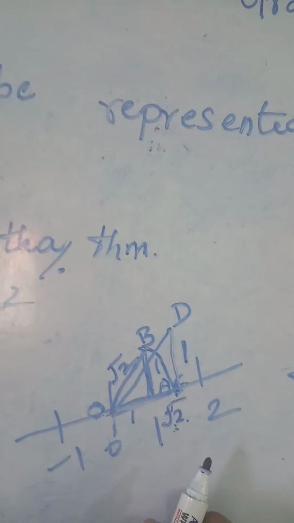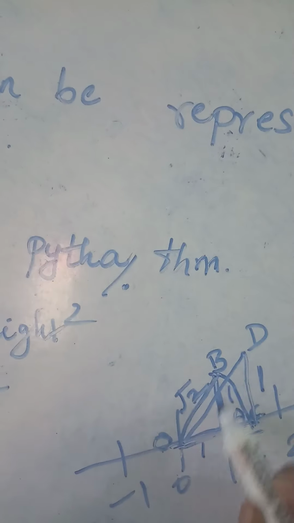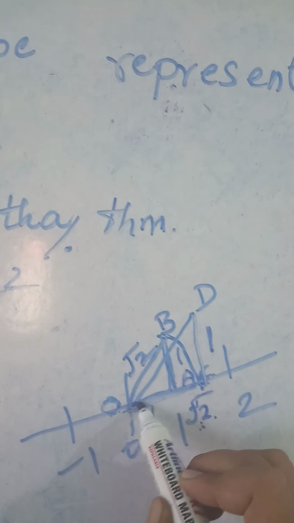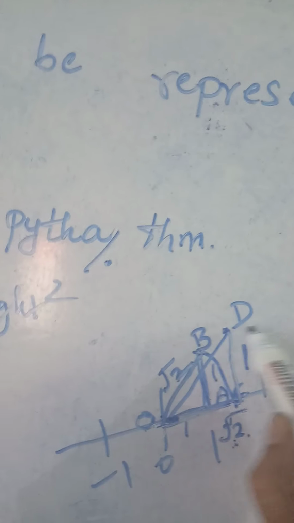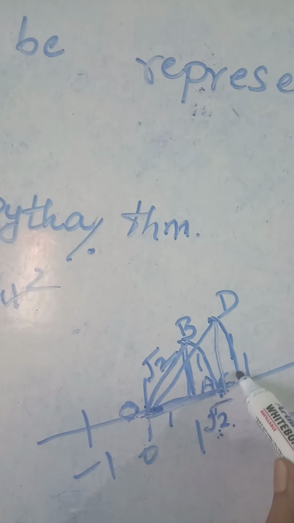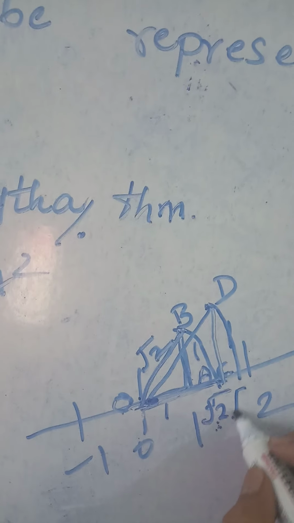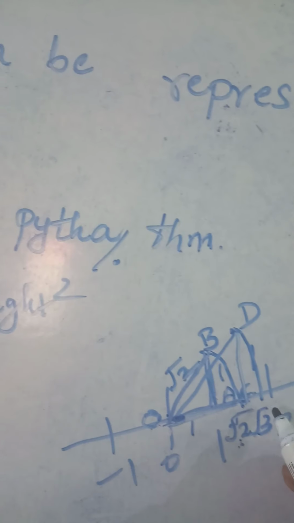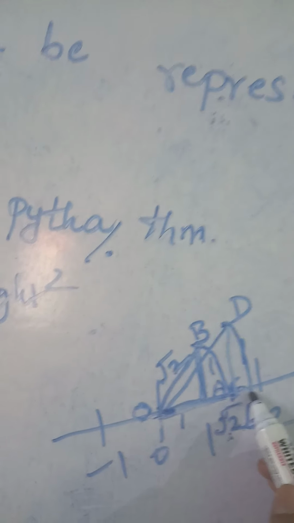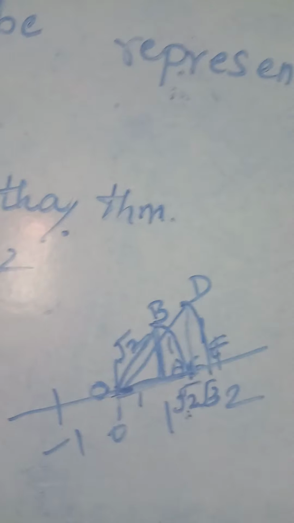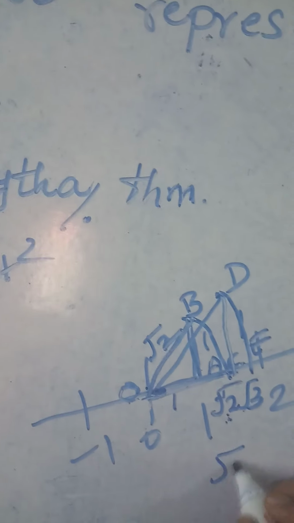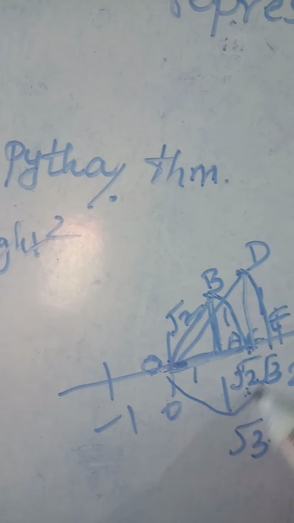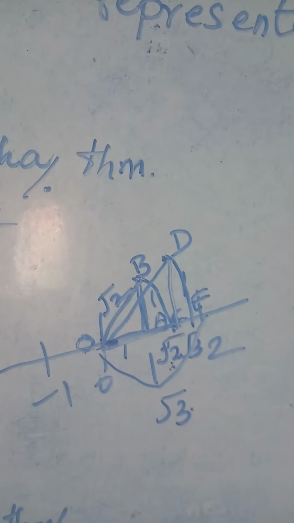Now again from here we have to keep our compass needle here and the pencil tip here. Okay children, we have to draw this. This is what we found, root 3. So from O to this point we can give the name to this point E. Okay, so from O to E is what? Root 3. From here to here we found root 3.